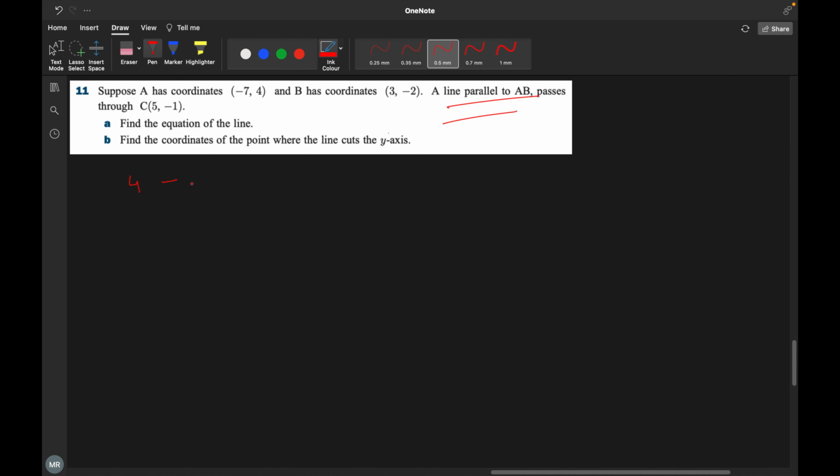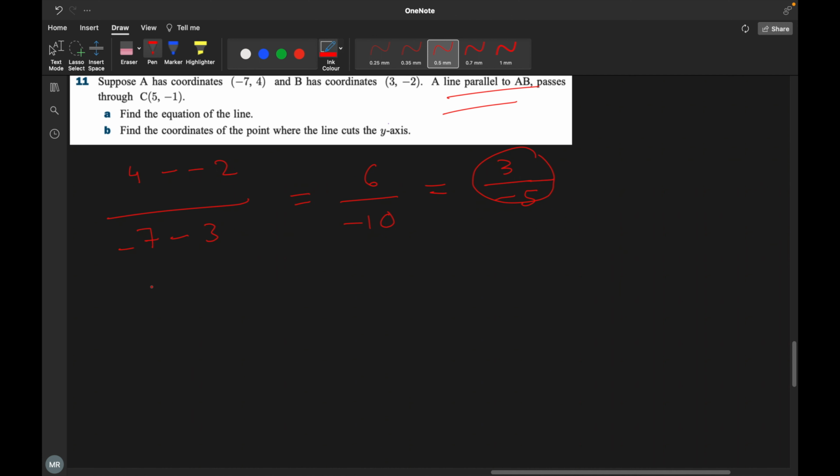4 minus of minus 2 divided by minus 7 minus 3. So that's 6 divided by negative 10, which is 3 by negative 5. So the gradient of the parallel line will also be the same. And we've been given that it passes through C, which has coordinates of 5 comma negative 1. So y plus 1 equals 3 divided by negative 5 into x minus 5.